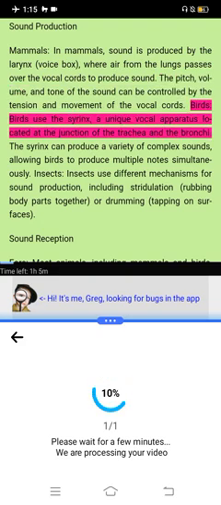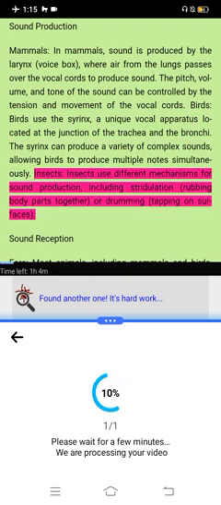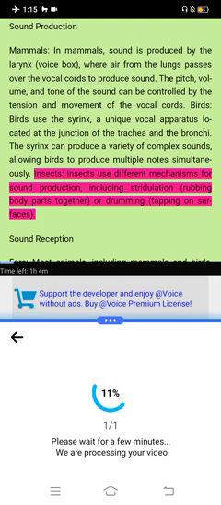Birds. Birds use the syrinx, a unique vocal apparatus located at the junction of the trachea and the bronchi. The syrinx can produce a variety of complex sounds, allowing birds to produce multiple notes simultaneously. Insects. Insects use different mechanisms for sound production, including stridulation, rubbing body parts together, or drumming, tapping on surfaces.